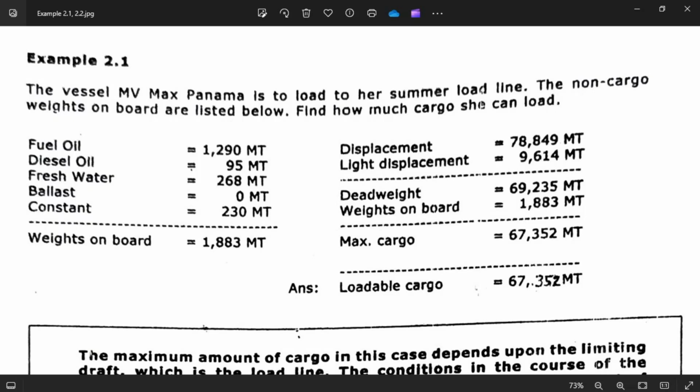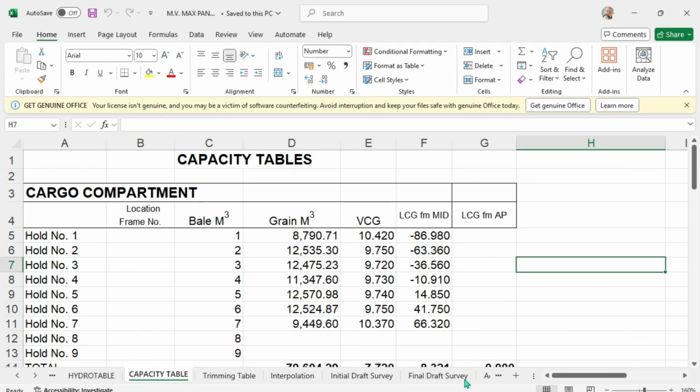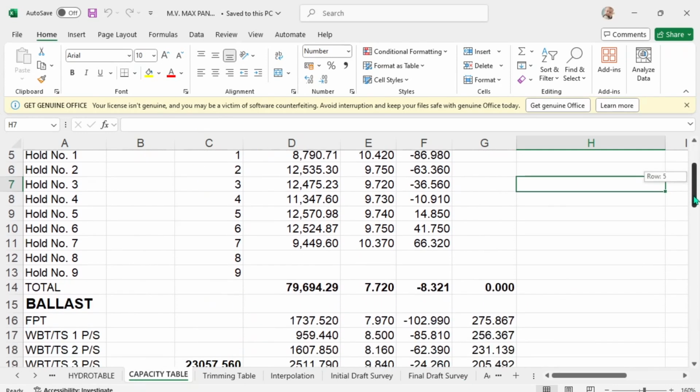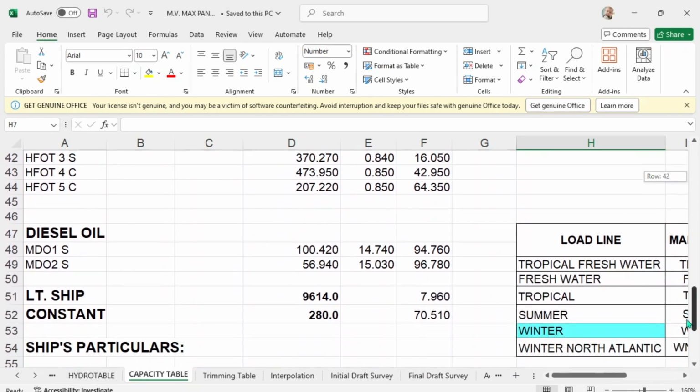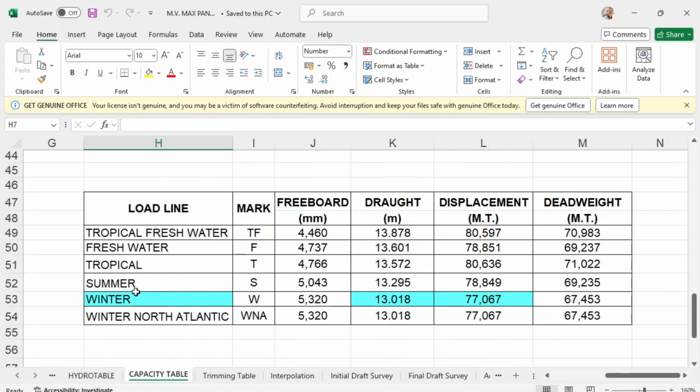So we go to MV Panamax. We go to the capacity table, summer load line. Okay, we scroll down. The summer draft of MV Panamax is 13.295 and this displacement is 78849. So take note of this displacement.